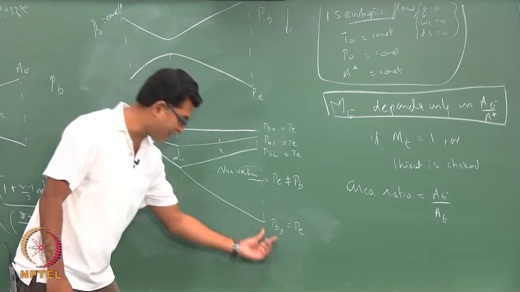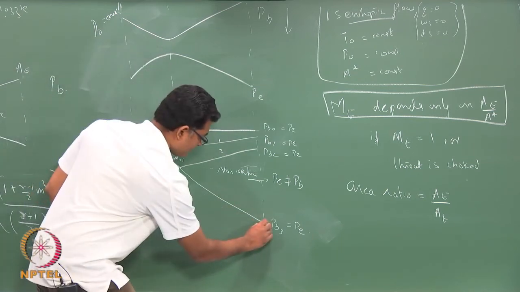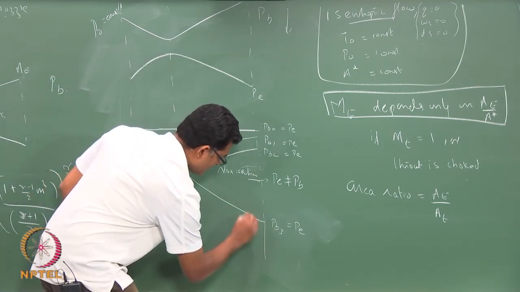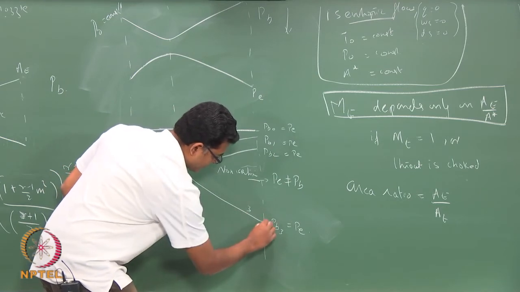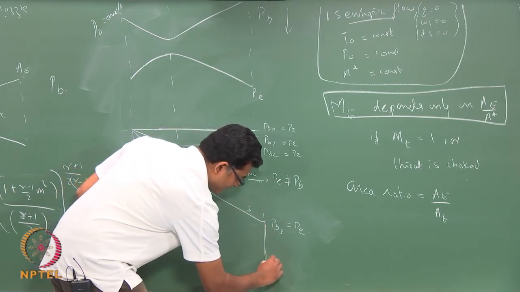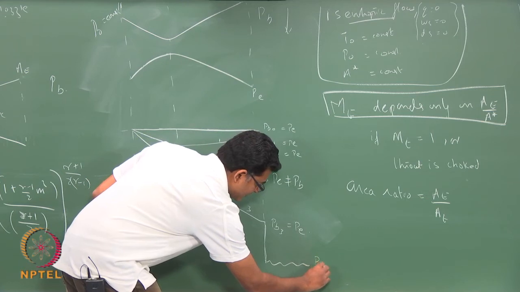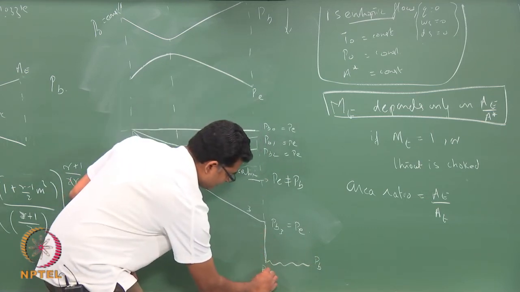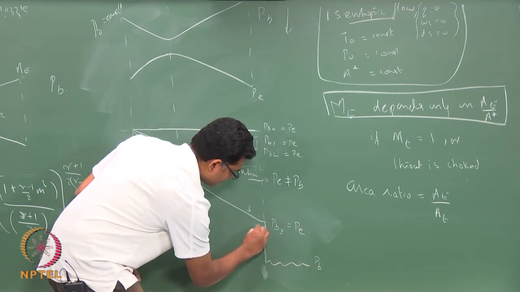Now, if I reduce my Pb further, there is nothing that would change inside the nozzle, but outside the flow will do something to reduce your P exit to Pb.